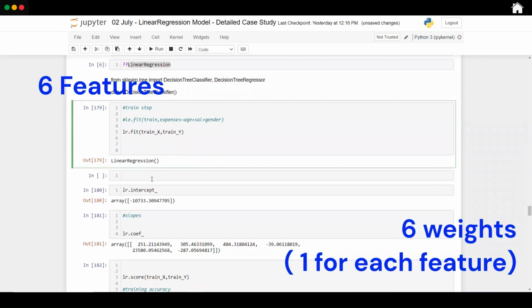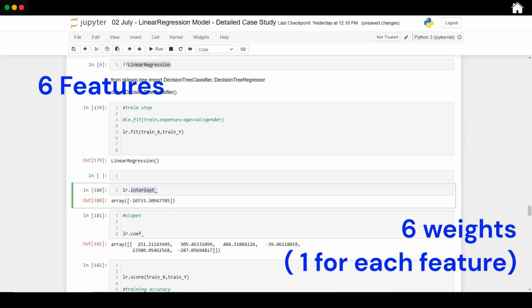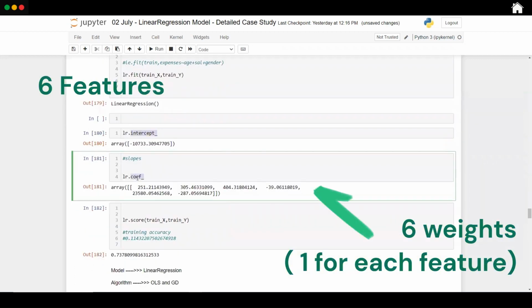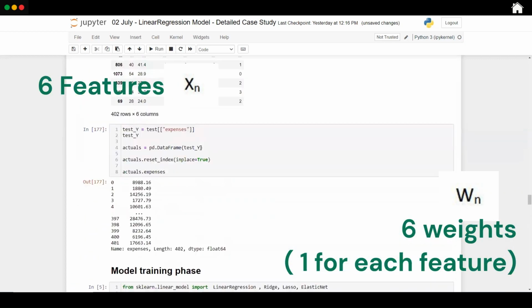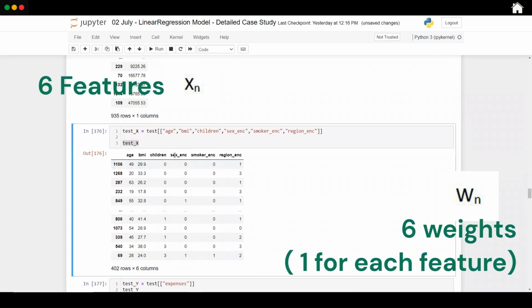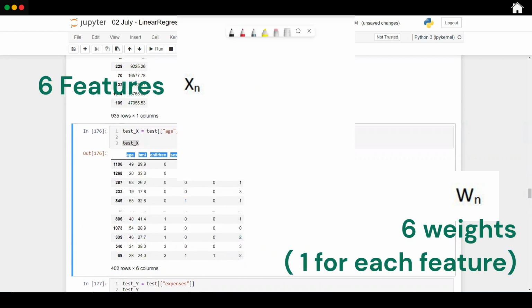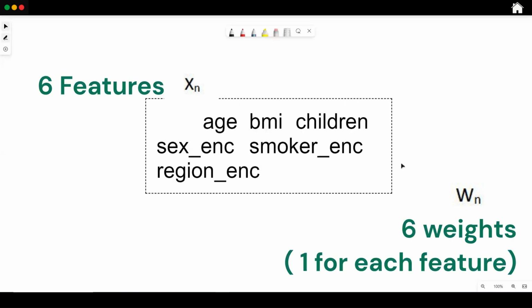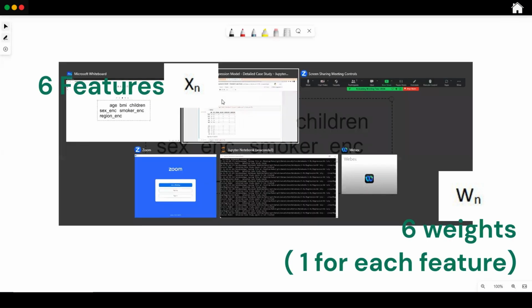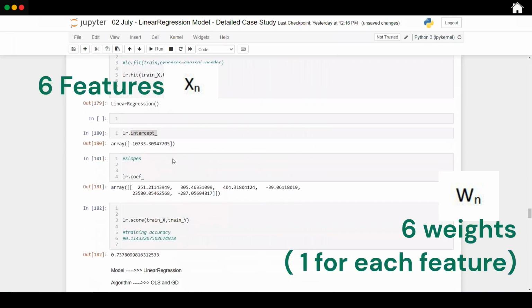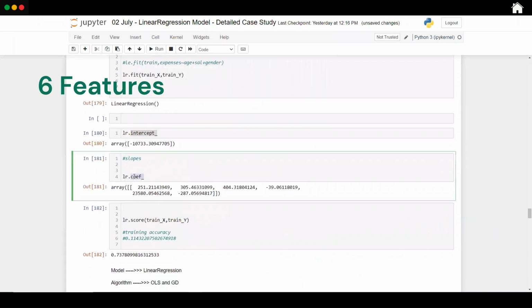Once the model is trained, guys, the equation is ready. So this is the intercept, the C value, and this is the coefficient, the weight value. So see, let me show you how many input features you had. 1, 2, 3, 4, 5, 6, 6 input features. So for every feature, let me copy these. So these are your features that went into the model, right? And once the model is trained, these are the weights, the coefficients that the model has learned.